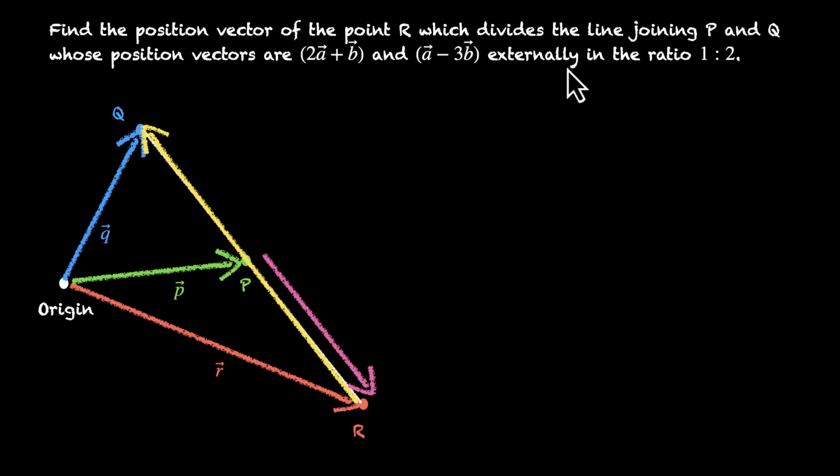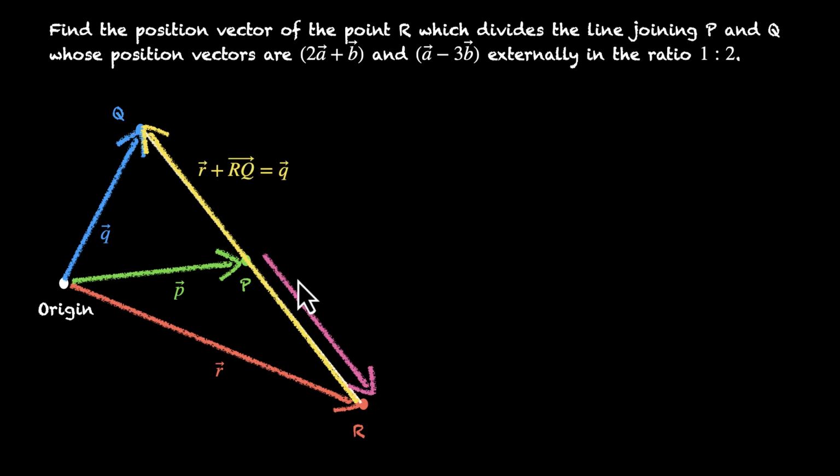And because we have external division, we are moving in opposite directions. We go from P to R in this direction, and then we come back from R to Q in the opposite direction. So how do we do this? Well, we can represent these two vectors in terms of P, Q, and R. If you look at this yellow vector, to reach Q, we have two ways: directly reaching Q or through R. So R vector plus RQ vector is equal to Q vector.